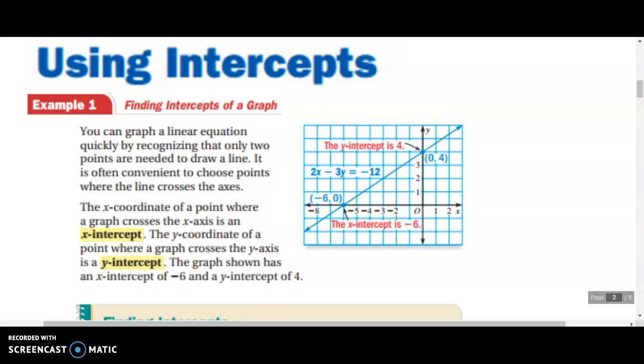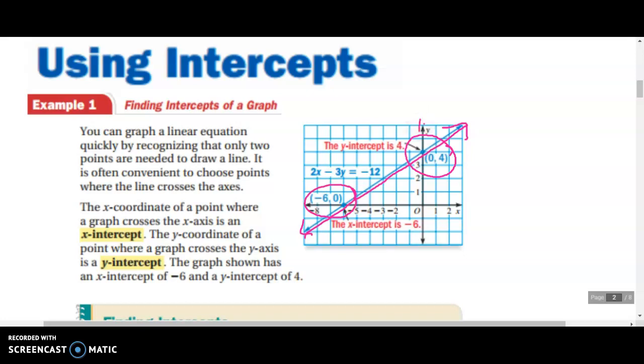So here, the intercept, this line right here, this graph intercepts the x-axis here at the point negative 6, 0, and intercepts the y-axis here at the point 0, 4. Well, that's kind of interesting that each one of those had a 0 in it, and that's not by chance. That's going to always be the case.